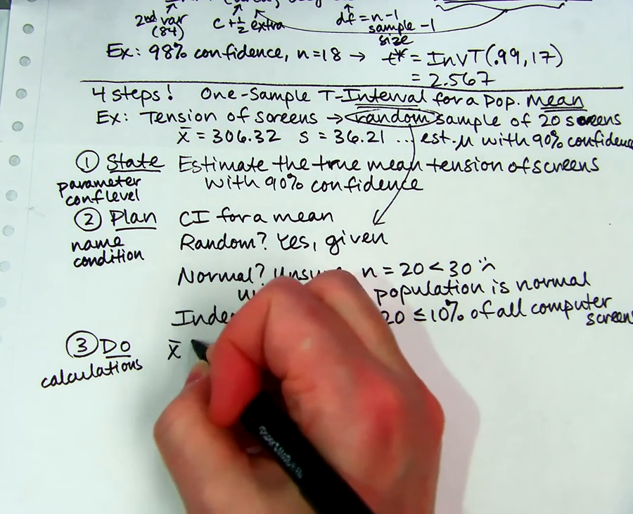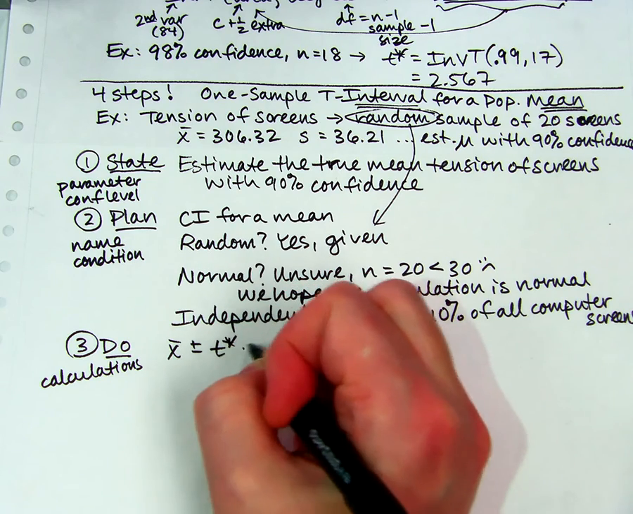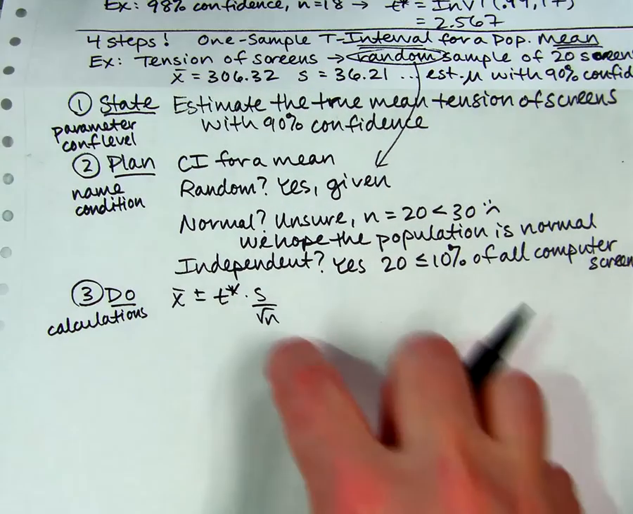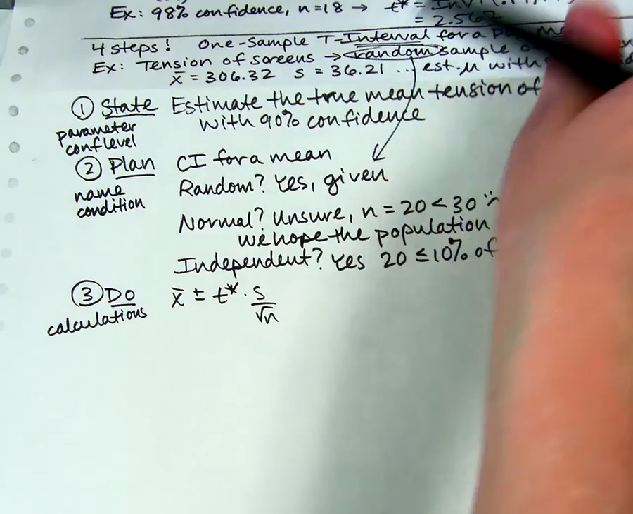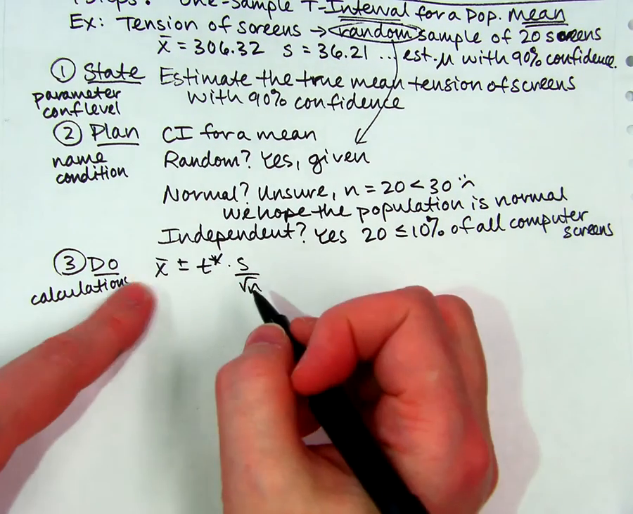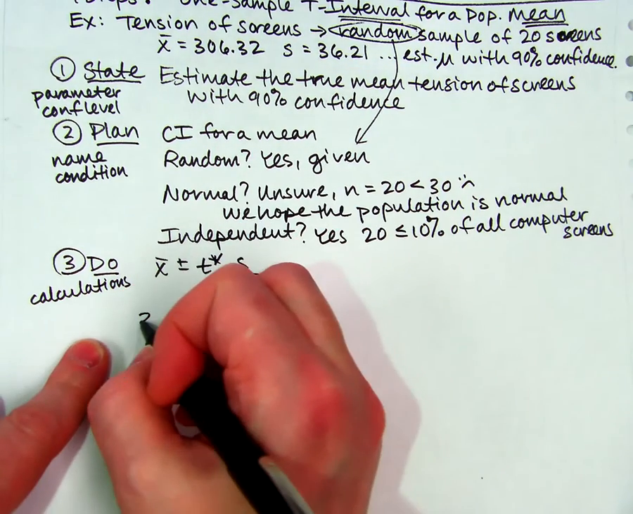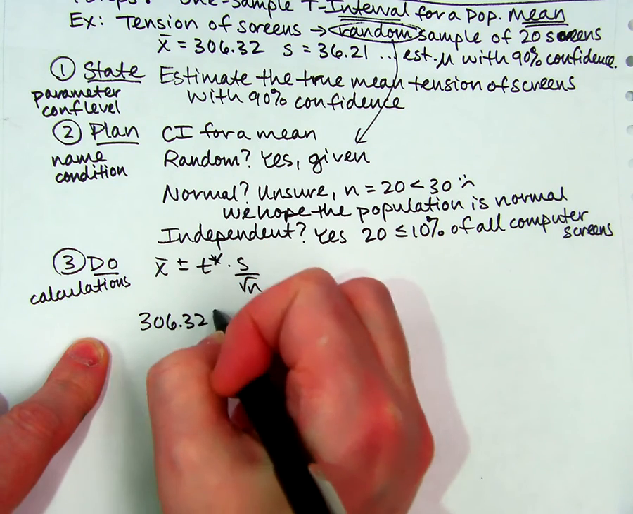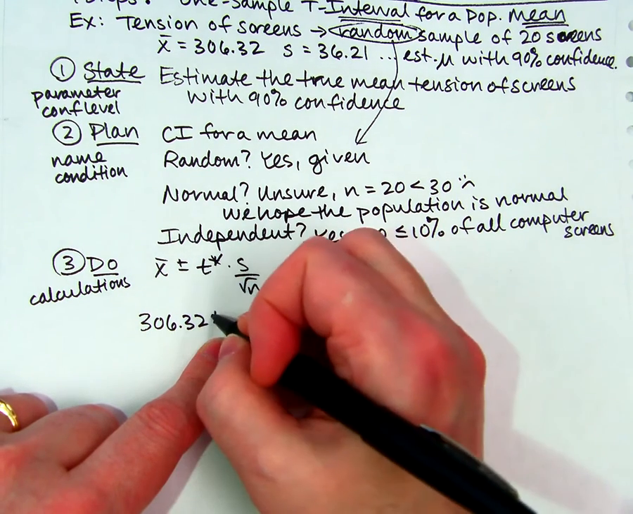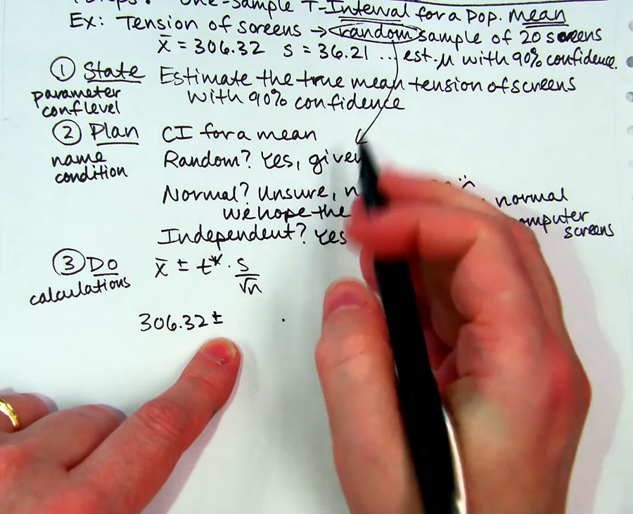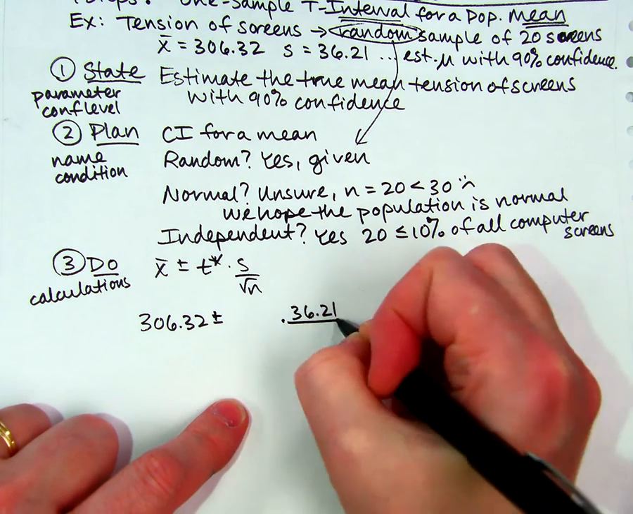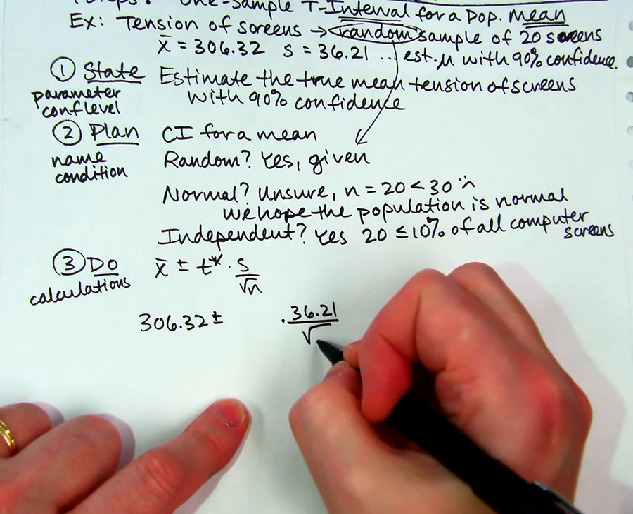X bar plus or minus T star times S over square root of N. Almost the same formula we had before, just this part changed, T and X instead of Z and P. So I'm going to plug in what I know. I'm going to plug in the X bar, which is 306.32. I'm going to come back to T star in just a minute because I'll need to either use the calculator or look it up. I can plug in S right now, 36.21 over square root of N, which is 20.